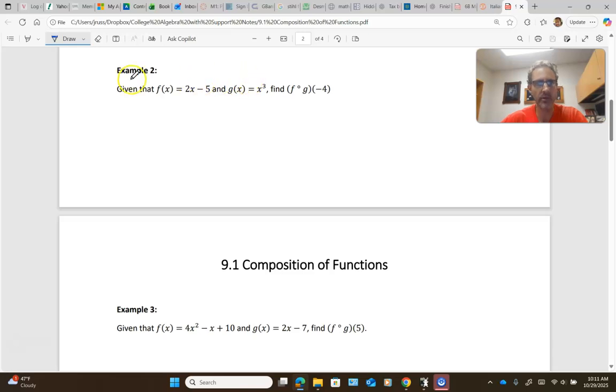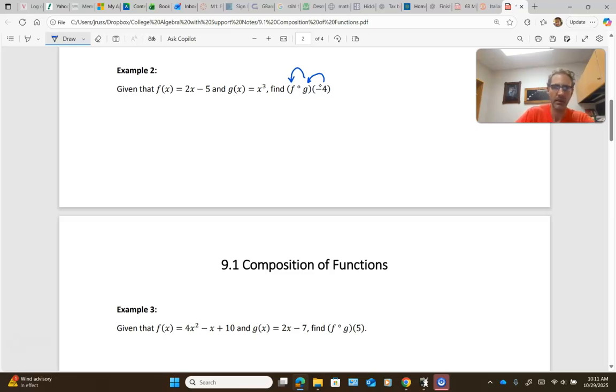All right, example 2 here. Very similar problem, guys. f in this case is a linear polynomial, and g is a cubic, that basic cubic polynomial. We want to find f composed of g when x is negative 4. Again, we're essentially taking negative 4 and plugging that into g, and whatever that output is will go into f.